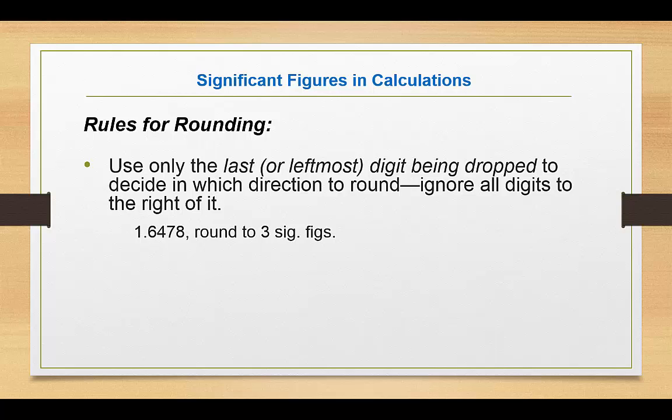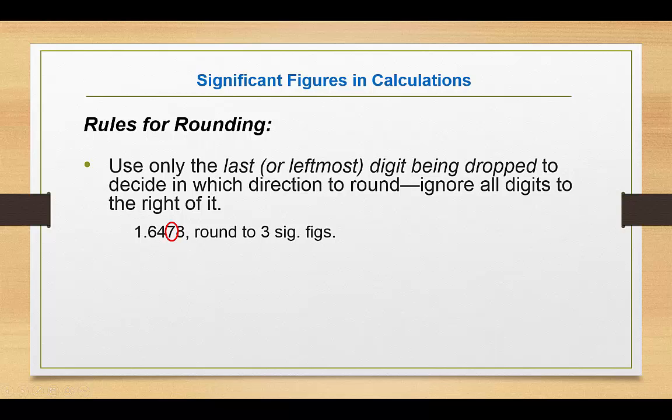Let's say I carried out a calculation and I got the number 1.6478, and I want to round that off to 3 significant figures. Okay, so I know I have to start at the 1. I'm always going to start from the left. I have to keep the 1, the 6, and the 4. Those are my 3 significant figures I'm going to keep. I have a 7 and an 8 down here. Now, when I decide whether to round the 4 up or down, I don't care about the 8. I'm not looking at that one. All I'm going to look at is the 7.